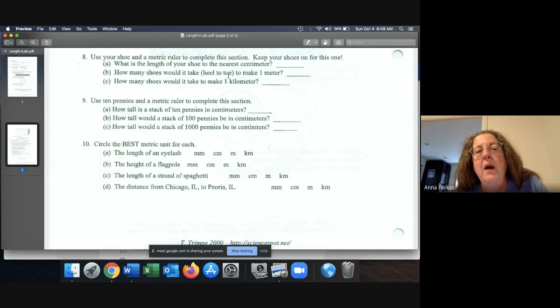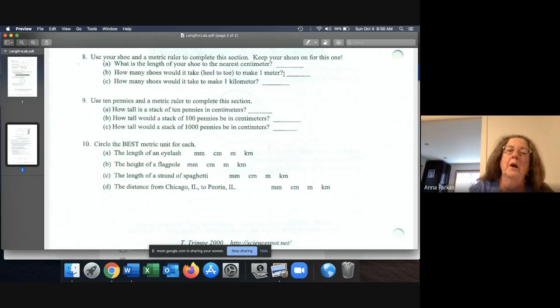Now, how many shoes would it take to make 1 meter? So that means if you're going to take your shoe and line up a bunch of your shoes in a row, how many shoes will you need to make a meter? You should do this by converting from unit to unit. I do not recommend taking your shoes off and laying them along a meter stick, although I've seen that happen and it's okay, but it's kind of gross. Okay, so that's to make a meter.